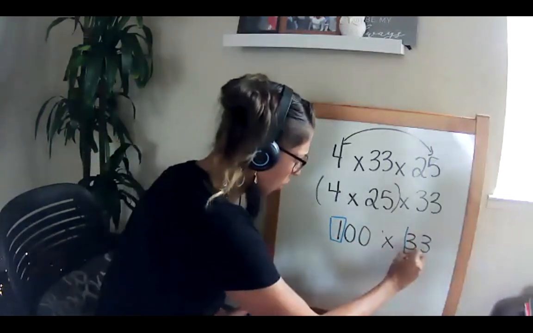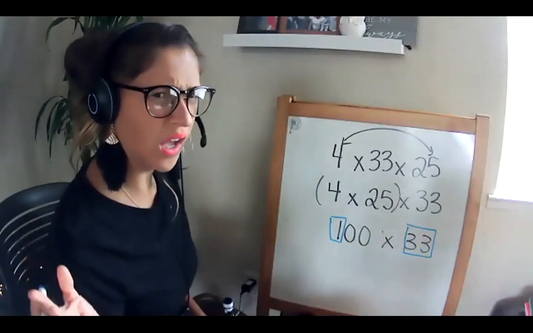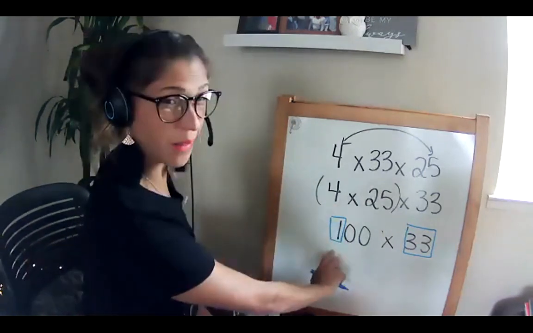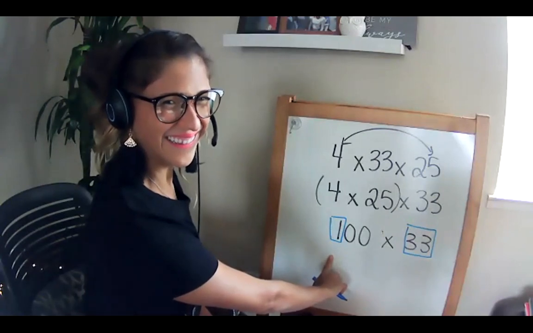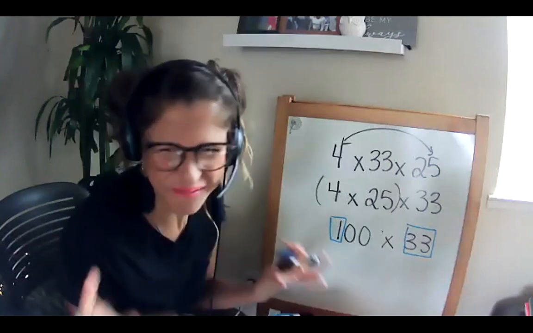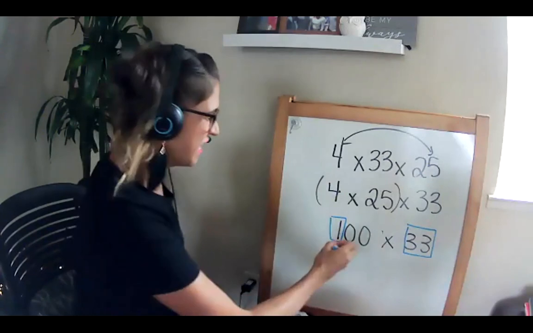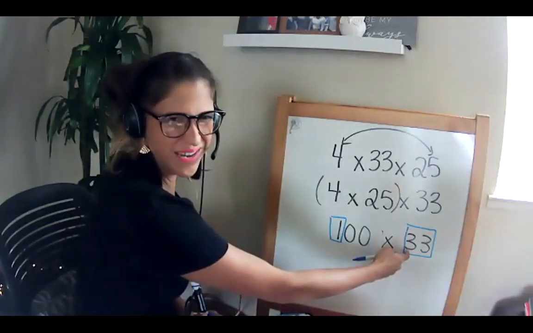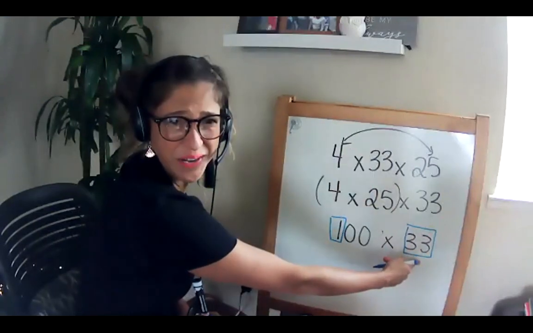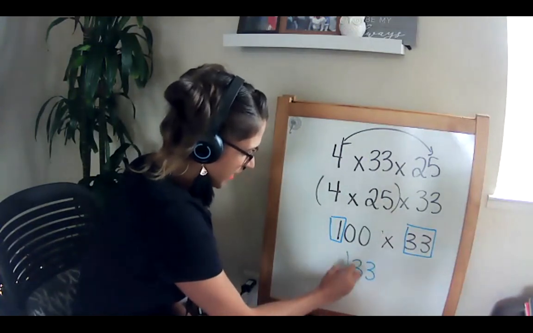I'm going to do the whole 33 as my basic fact because of what property again, Willow? It's the commutative property? I know the names are hard to remember. Identity. Yes, identity, thank you. So why would I pick 3 as my basic fact when I'm multiplying by 1? Why not pick the whole 33? 33 times 1 is 33. That's my basic fact.